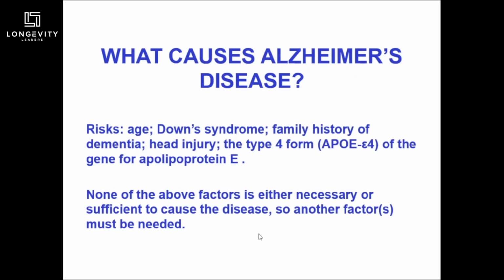But we have to start off by thinking about what causes Alzheimer's disease. There are only a few known risks. The first risk is age. Down syndrome is another, and so is family history of dementia, which applies to only a very small proportion of cases, maybe a few percent. Head injury and the type 4 allele of the gene for apolipoprotein E are also risks, which I haven't got time to describe now. But none of these factors is either necessary or sufficient to cause the disease. So in each case, if it's operating, another factor must be needed to act with it.